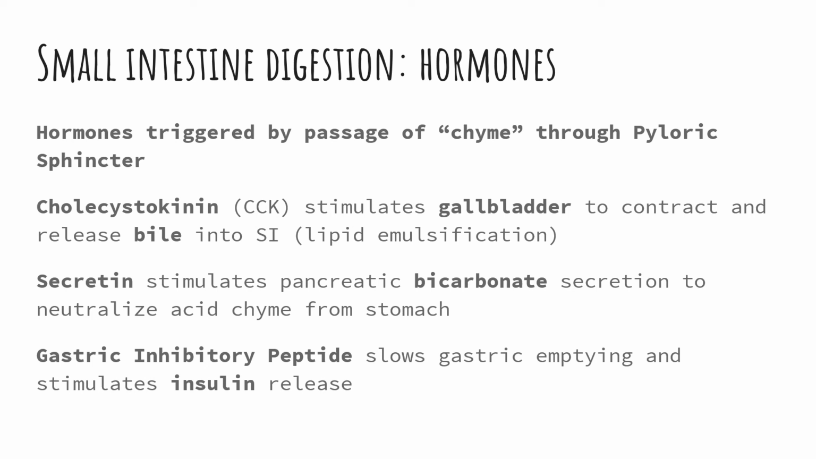Secretin, so here's a case where secretin is made by the small intestine and actually acts on the small intestine. So secretin is the message that tells the pancreas to make and release bicarbonate to neutralize the chyme. And then gastric inhibitory peptide acts on the stomach to slow down the emptying of the contents of the stomach. GIP also acts on the small intestine, or on the pancreas, to stimulate the release of insulin.